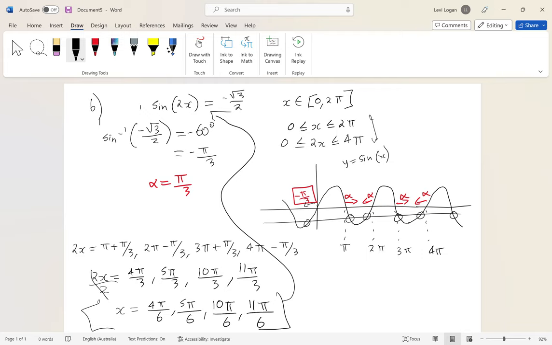We're going to do another example, except instead of using a sine graph, we're going to use a cos graph. So I'm just going to rub this all out now.